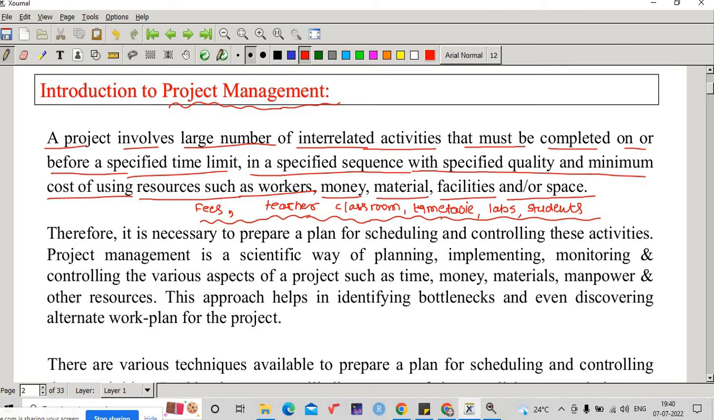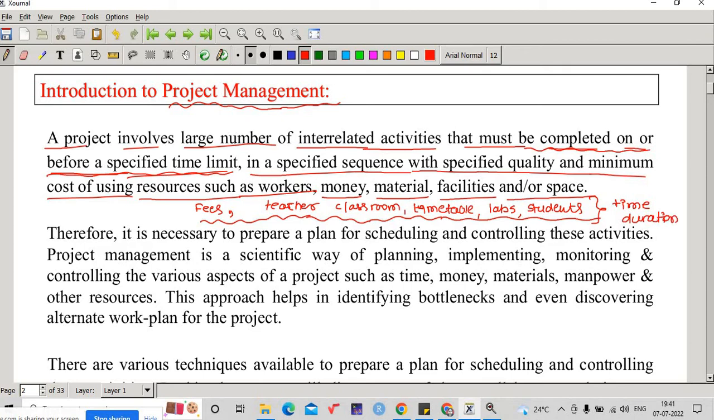So starting of the project means starting of the teaching or commencement of the classes, then the entire term or semester which is carried out with all of these resources available, and conclusion of the teaching means the end of your syllabus. This entire part is nothing but our project, and its management we have to learn through the proper sequence. What we are trying to achieve through project management is that all of the activities must be completed on or before a specified time limit. So the entire project is being optimized for the time duration.